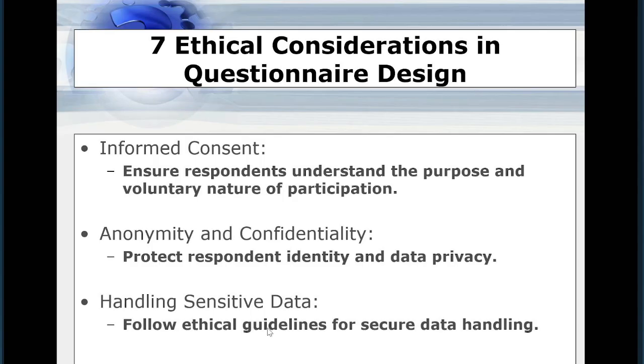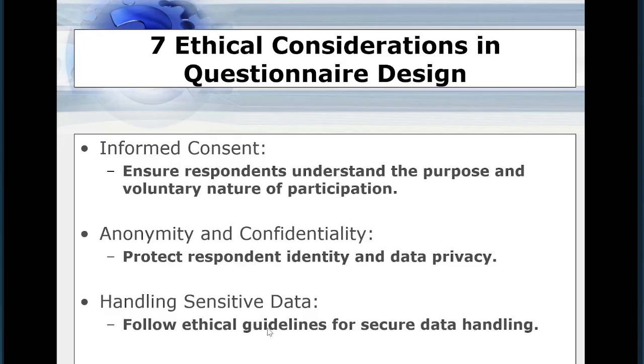Ethical considerations in questionnaire design. Ethical considerations are critical in questionnaire design, safeguarding respondents' rights and privacy. Informed consent is a foundational ethical step, informing participants about the purpose of the study, the voluntary nature of their participation, and how their data will be used.